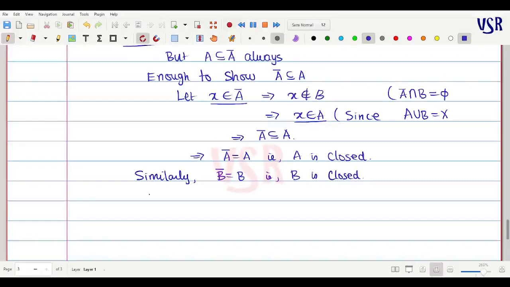Now, given A intersection B, let's see what it is. Since A is closed, instead of A I can write A closure intersection B. Since A equals A closure, we can write it this way. But this is equal to empty, because it is given that A closure intersection B is equal to empty.